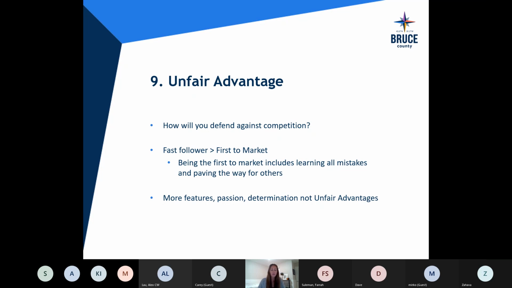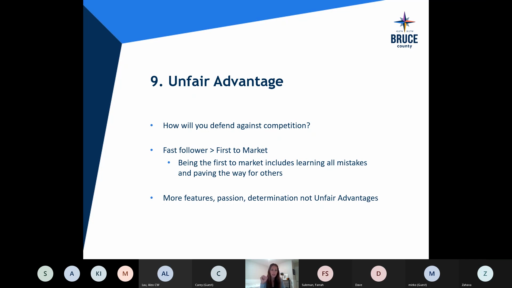And Ash, the creator of the Lean Canvas, actually mentions Facebook as an example. They were not the very first social platform, right? And they didn't really have that unfair advantage in the beginning, but they gained it. Now they're the largest social platform in the world. So he also mentioned that there's the fast follower. Fast followers can be better than the first to market.